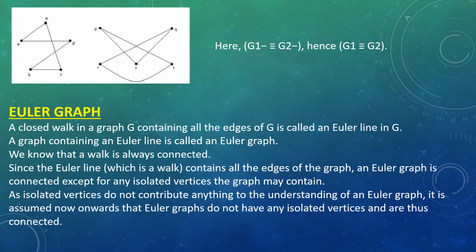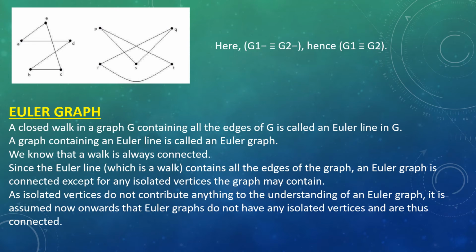Euler graphs. A closed walk in a graph G containing all the edges of G is called an Euler line in graph G. A graph containing an Euler line is called an Euler graph. We know that a walk is always connected. Since the Euler line, which is a walk, contains all the edges of the graph, an Euler graph is connected except for any isolated vertices.